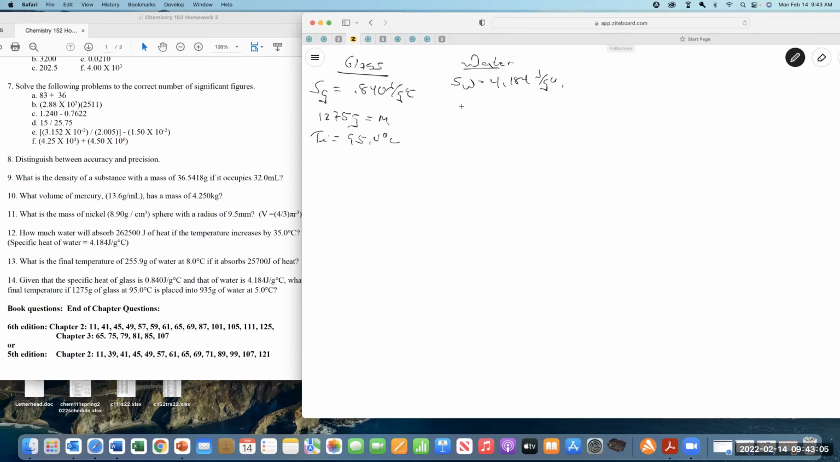And for the water, you're told that you have the mass of the water. This is the mass of the glass. It is 935 grams. And that the initial temperature is 5 degrees C. And we want to find the TF.